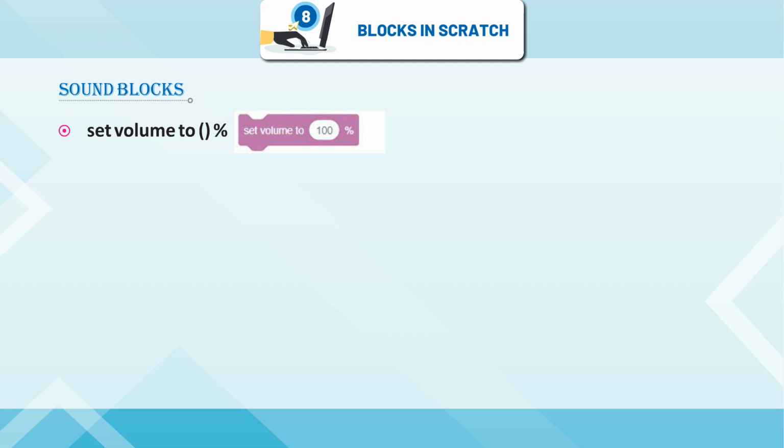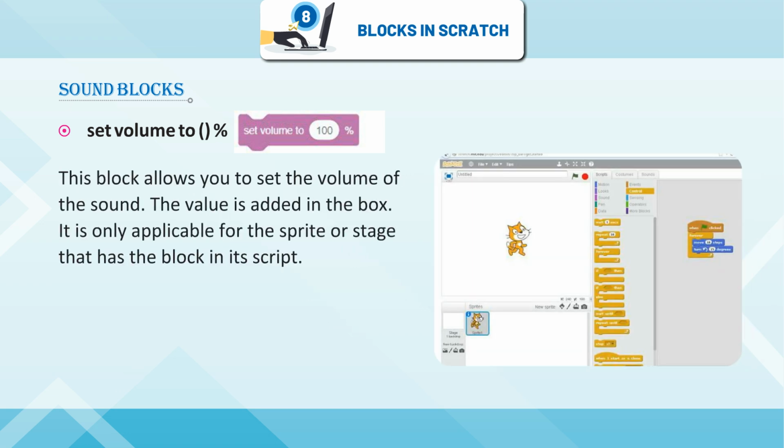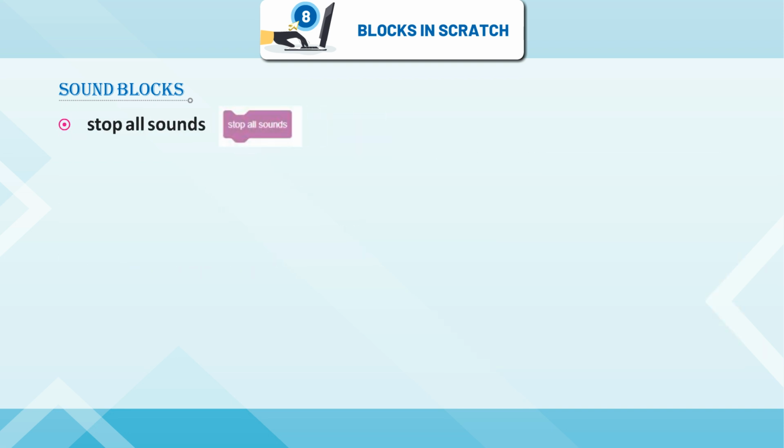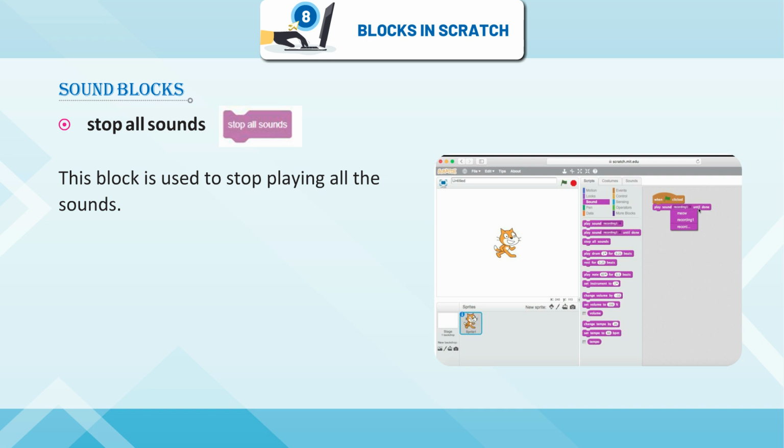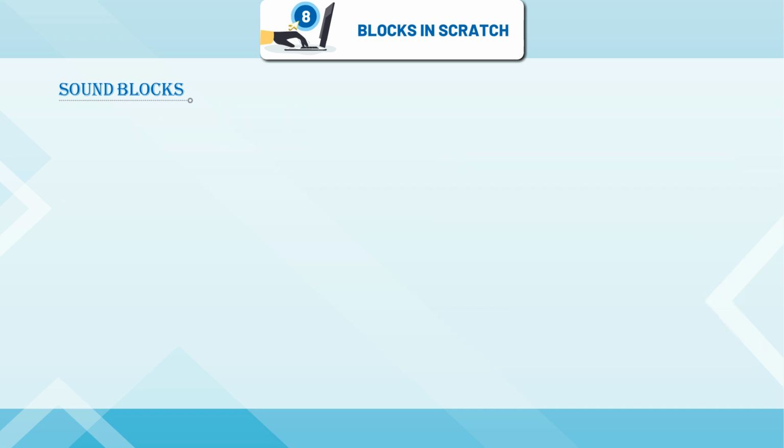Set volume to %. This block allows you to set the volume of the sound. The value is added in the box. It is only applicable for the sprite or stage that has the block in its script. Stop all sounds. This block is used to stop playing all the sounds.